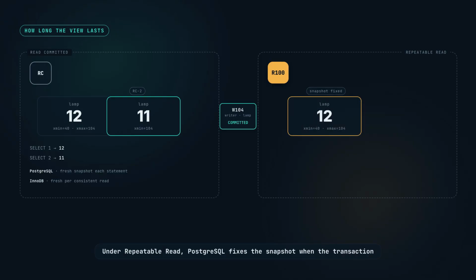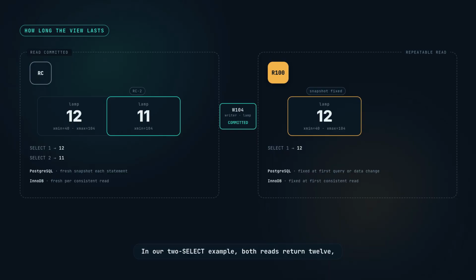Under Repeatable Read, PostgreSQL fixes the snapshot when the transaction runs its first query or data change. InnoDB fixes it with the first consistent read. Later ordinary reads keep using that snapshot. In our toSelect example, both reads return 12, even after the writer commits. That is the behavior we are tracing with R100.